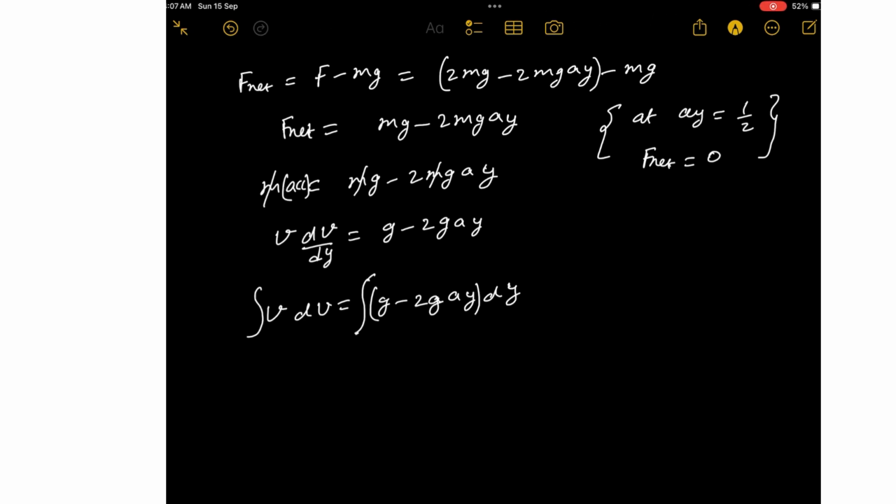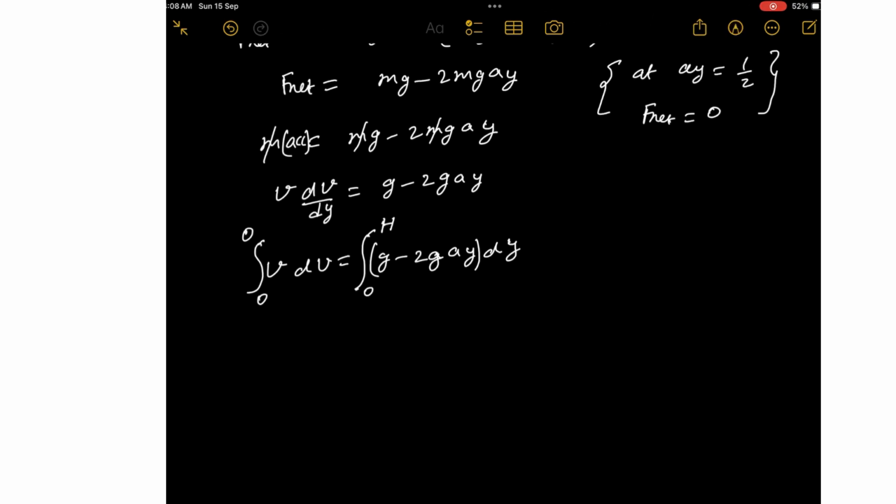We started from ground, so y was 0 initially, and we started from rest, so velocity is also 0. At the height when ay is equal to 1 by 2, velocity is maximum, but we will continue moving upward from here also. So at maximum height h, we will momentarily come to rest, so at that time velocity will also be 0. So at maximum height again we will be at rest, so velocity goes from 0 to 0. Now if we integrate v, you will get v square by 2, but when we put limit 0 to 0, it will become 0.